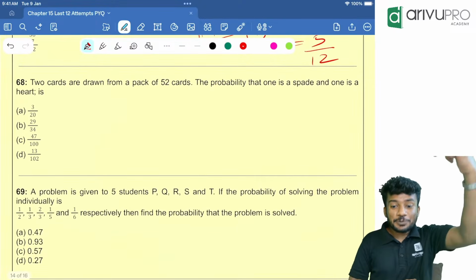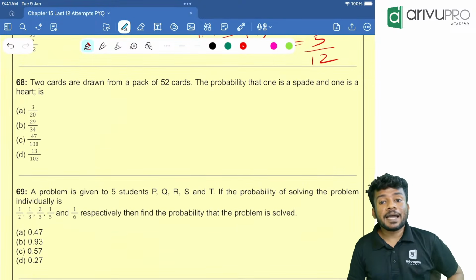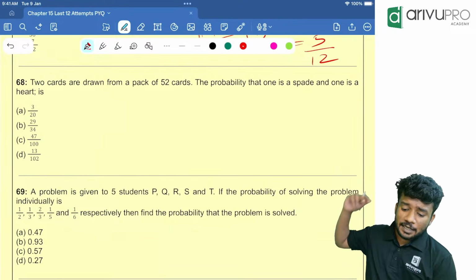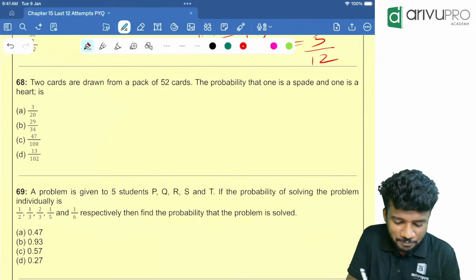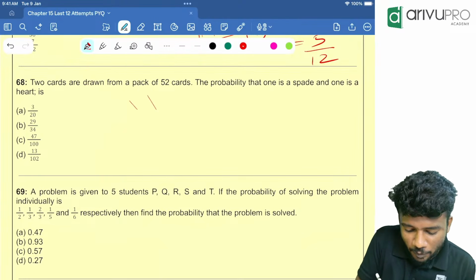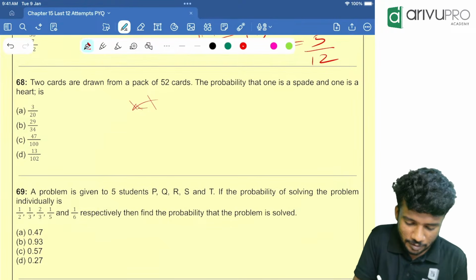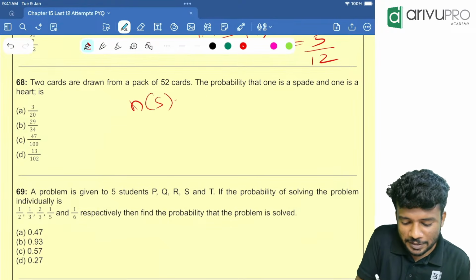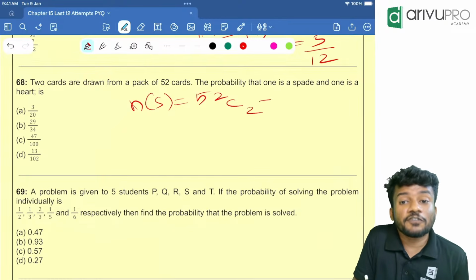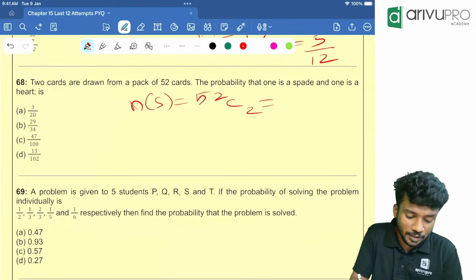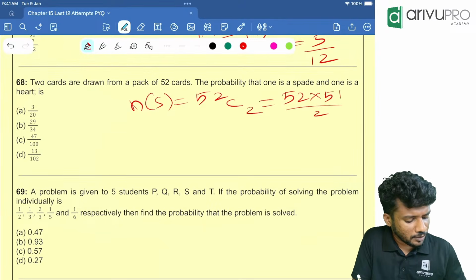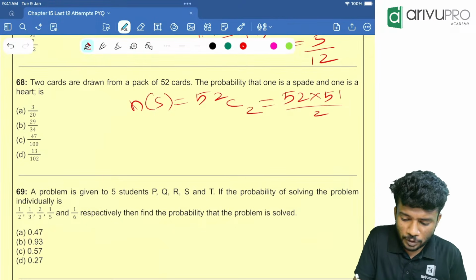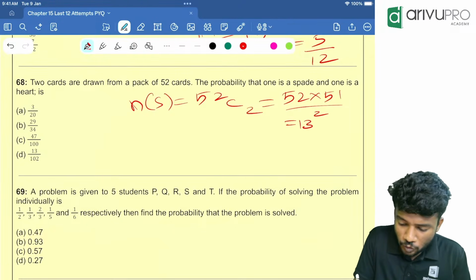Again, that question, two cards are drawn from a pack of 52 cards. Probability that one is a spade and one is a heart. Okay, yes people. So n of S is how much? What did I tell you about n of S? 2 cards are chosen from 52 cards. So 52C2 is the denominator. So I can write it as 52 into 51 divided by 2, which is equal to 1326. Correct.